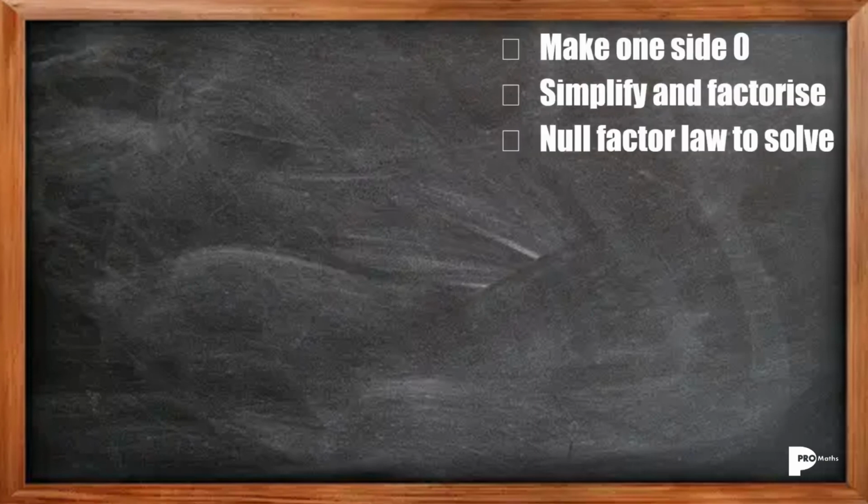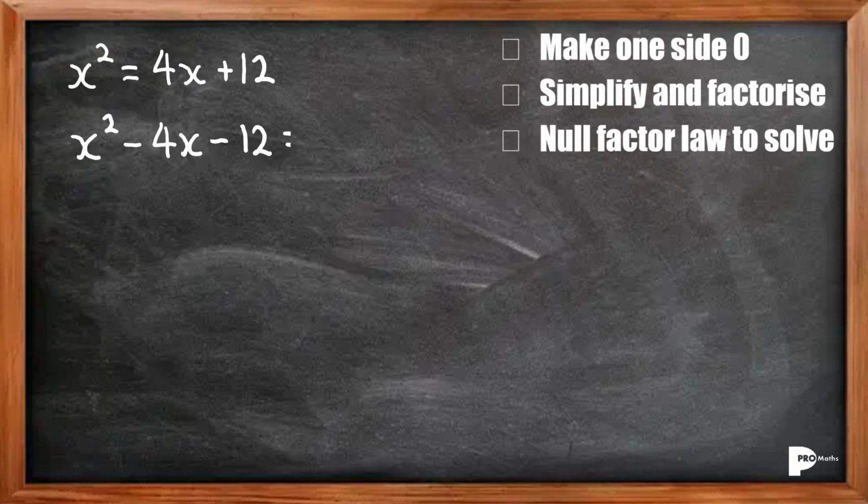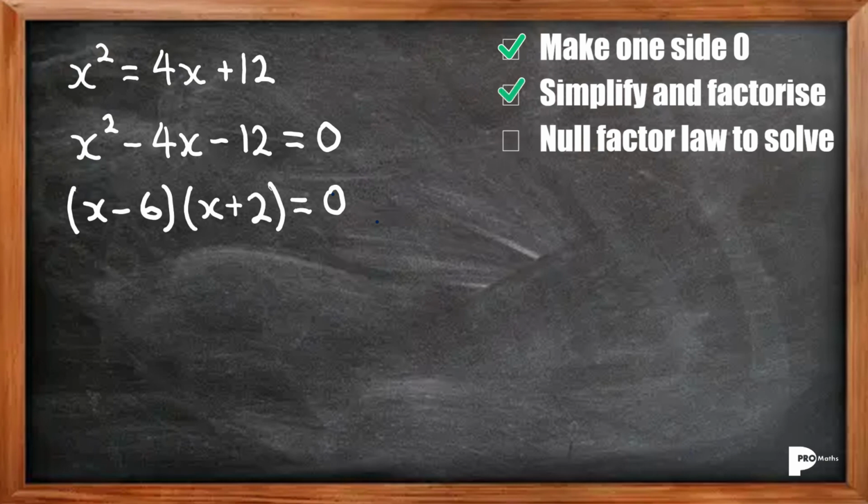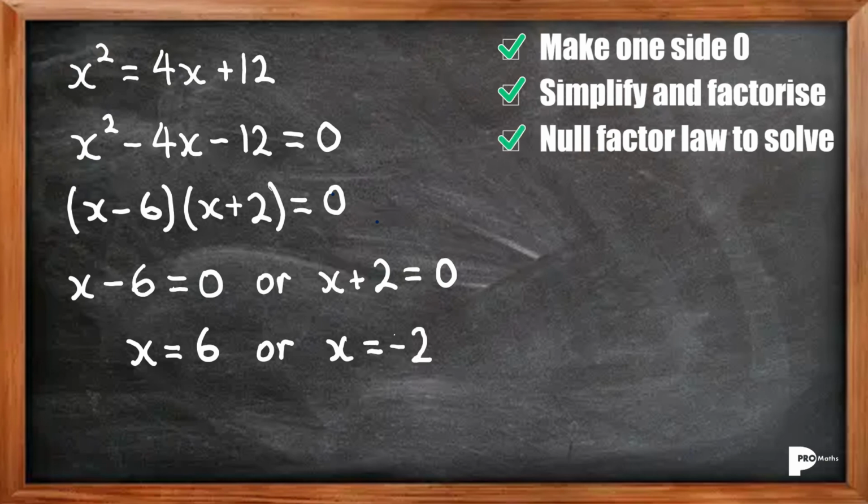Next, let's solve one involving a monic quadratic expression. Solve x squared equals 4x plus 12. Make one side 0. Factorize. Null factor law. And our solutions are x equals 6 or x equals -2.